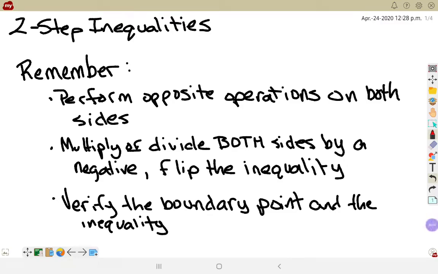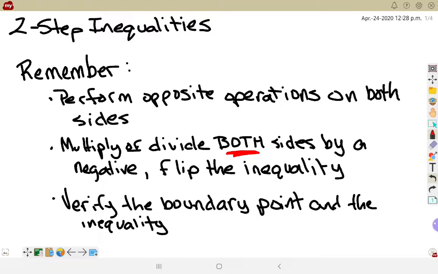Alright, so today we're going to look at solving two-step inequalities. Just a reminder, when we're doing our inequalities, it's exactly the same as what we would do with equations, so we're still going to perform opposite operations on both sides of the inequality symbol. There are some differences, so remember, if you multiply or divide both sides by a negative value, we need to flip the inequality symbol.